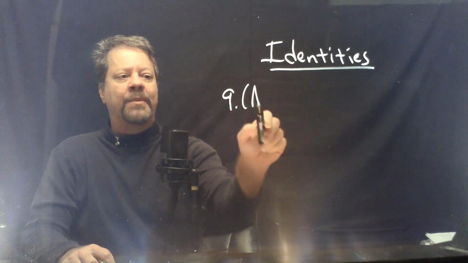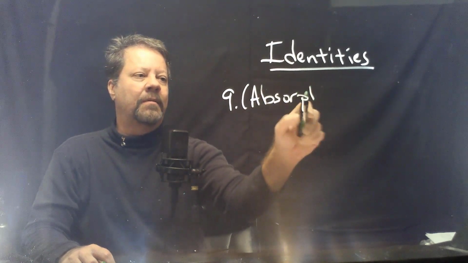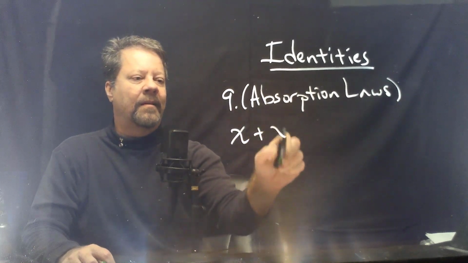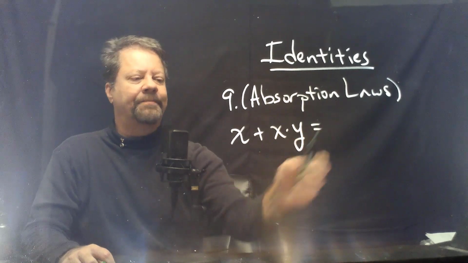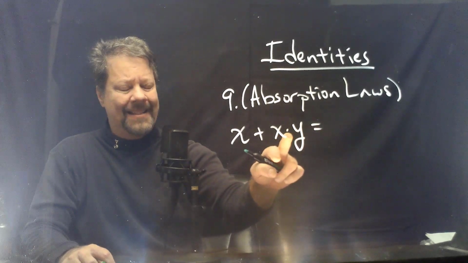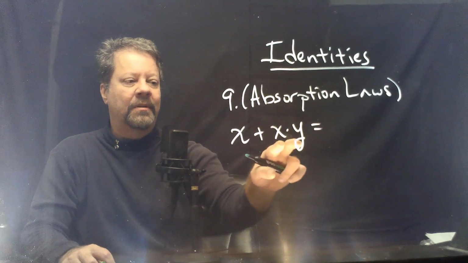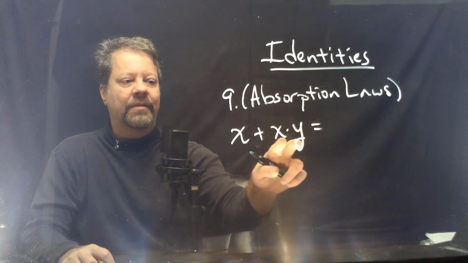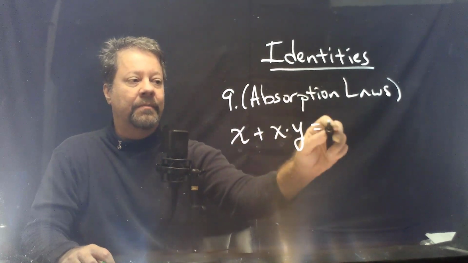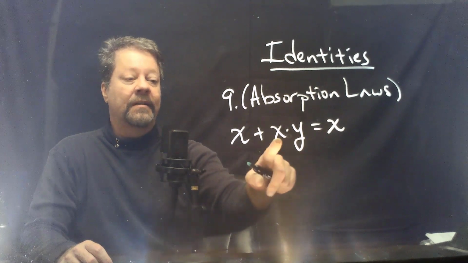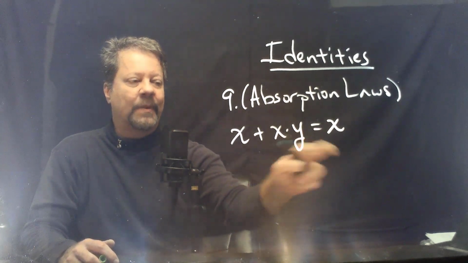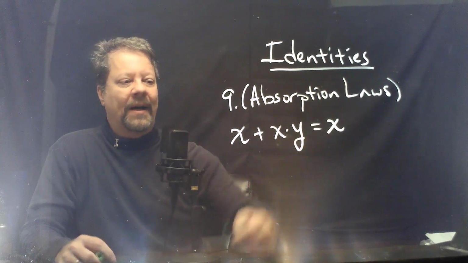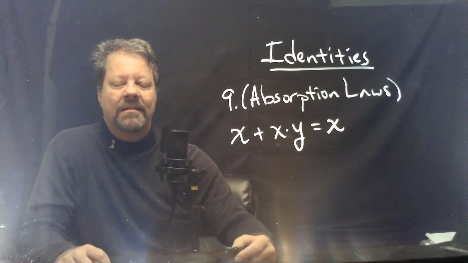We also have absorption laws. X plus x times y. Well, if this is an and statement, then x must be true and y is true here. But this is an or statement, so whether this is true or false, if this is true, it'll be true. If this is false, then x is false, so the and statement will be false as well. You may as well just say false. So x plus x times y simplifies to just x.